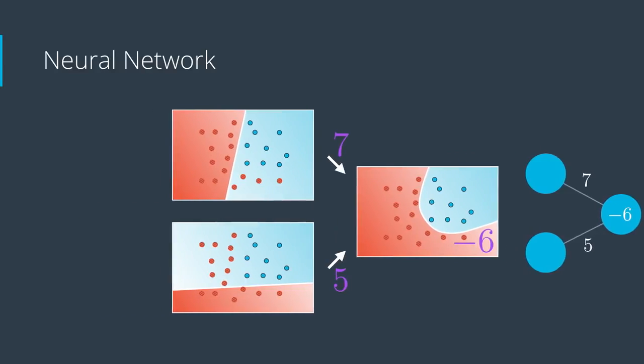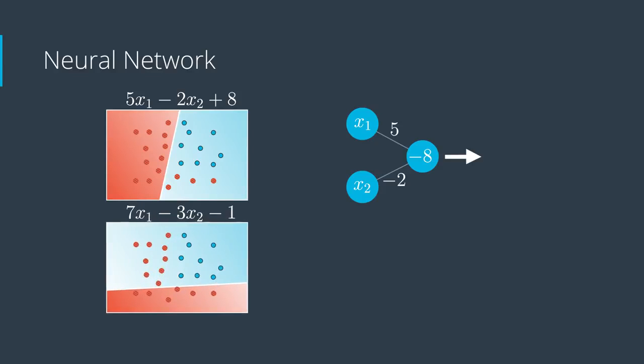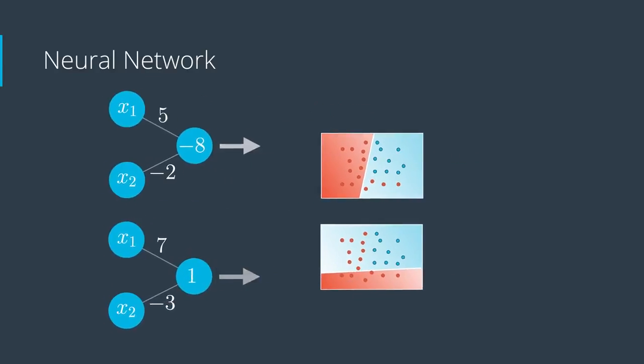So let's look at an example. Let's say we have this linear model where the linear equation is 5x1 minus 2x2 plus 8. That's represented by this perceptron. And we have another linear model with equation 7x1 minus 3x2 minus 1, which is represented by this perceptron over here. Let's draw them nicely in here.